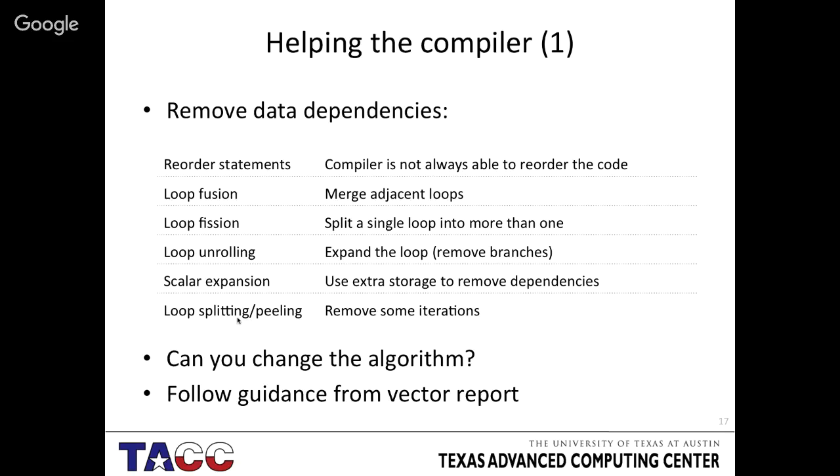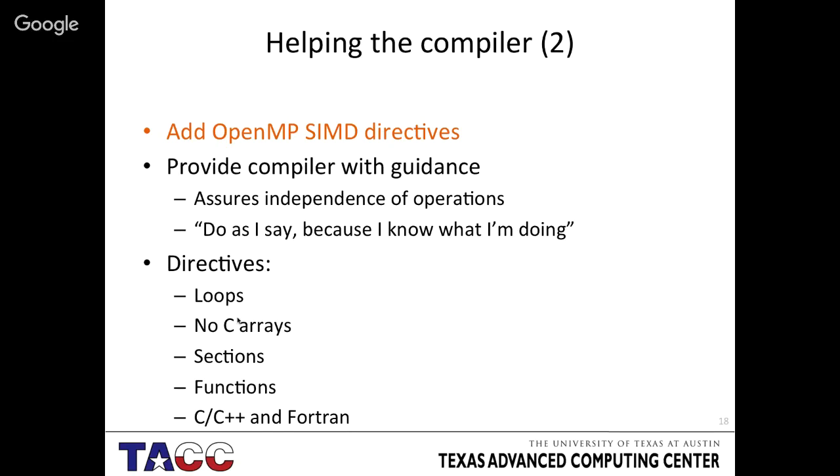Okay, so the other thing is, of course, to add SIMD directives, and these directives assure the independence of the operations. They say, I know what I'm doing, just do it. Do as I say. And these directives are generally for loops. I guess they could be put in sections, but I've never seen that. And of course, functions can have declarations that they're, quote, vector functions.